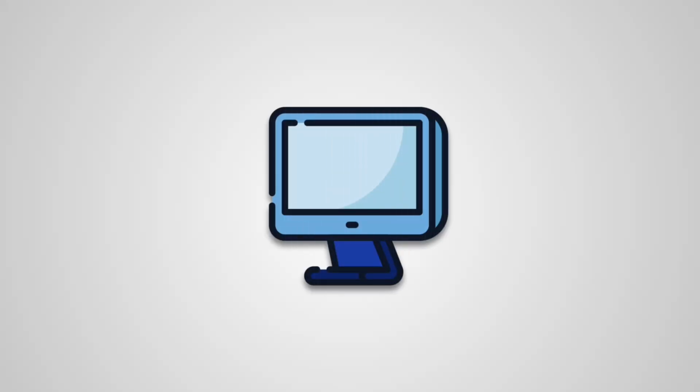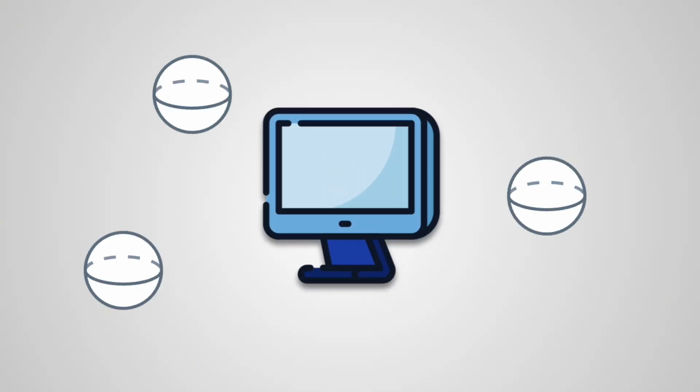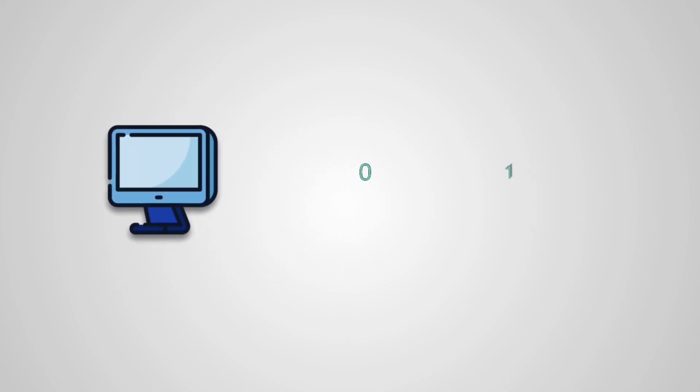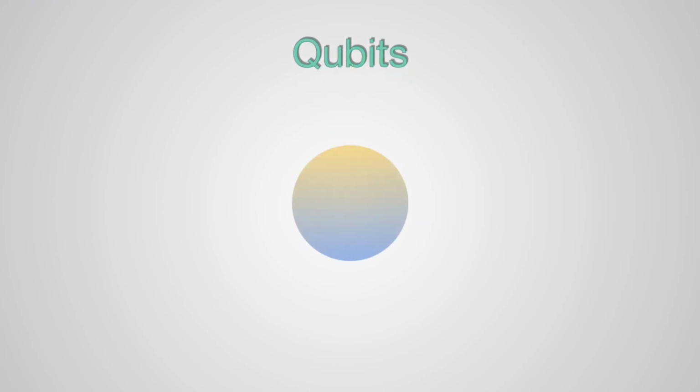Traditional computers use classical bits, that is, binary code, to store information. Classical bits have only two states, either 0 or 1. Quantum computers use qubits, which are quantum bits, instead of classical bits. Qubits can exist in superposition, being both 0 and 1 simultaneously, enabling exponential computational power.